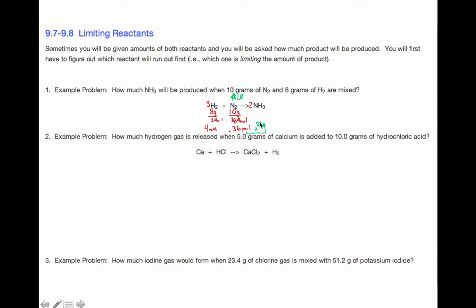2 moles of NH3 to every 1 mole of N2. So I will get 2 times 0.36 or 0.72 moles of NH3. And then the molar mass is 17 grams of NH3 per mole. And you'll get 12 grams of NH3. 12 grams of NH3 will be produced.